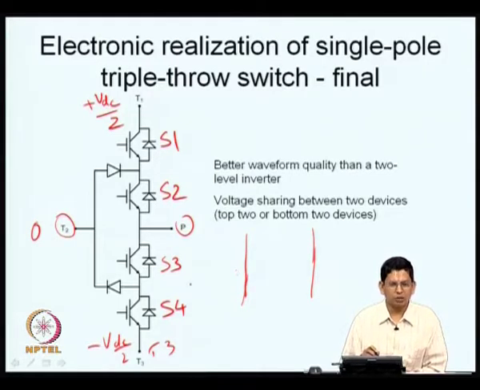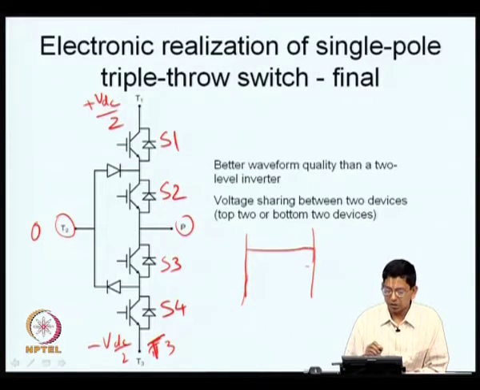In this small interval of time, if pole P is always connected to throw T1, then the average voltage is plus VDC by 2. If it is always connected to throw T3, then the average voltage is minus VDC by 2. If pole P is always connected to throw T2, the average voltage is 0. Now, let us say you have some potential like this, let me call this as 0.25 VDC.